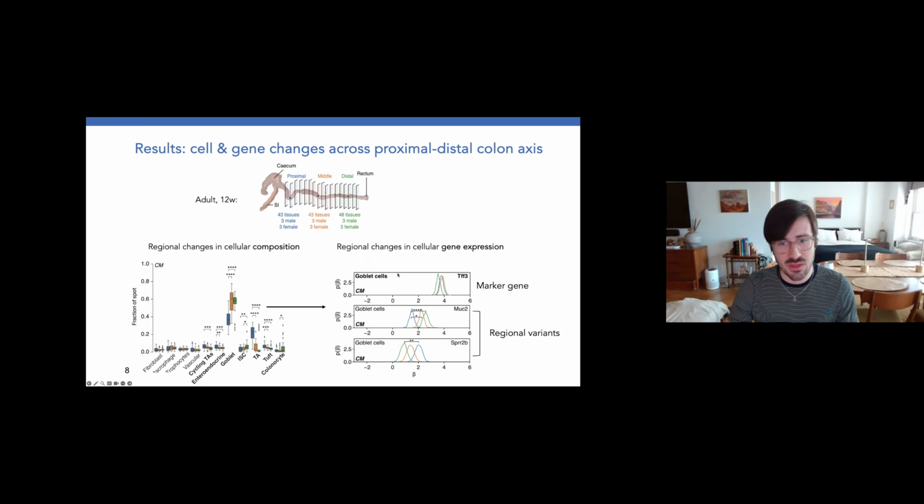But you could also see that even the goblet cells that are in a certain region are changing. They might all express certain marker genes, like TFF3, which is a quintessential goblet cell marker that is always highly expressed. But distal and proximal goblet cells express different genes differently, like MUC2, which is a mucus production gene, or SPRR2B, which is an antimicrobial gene.